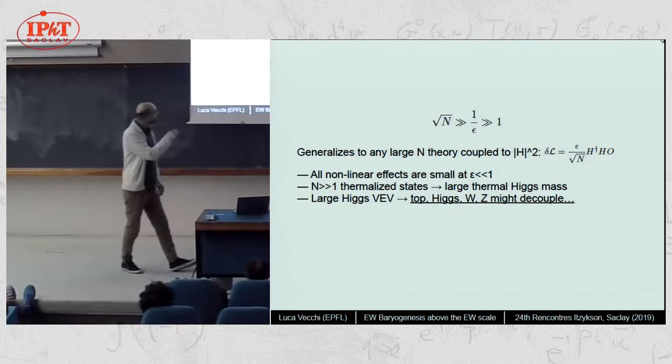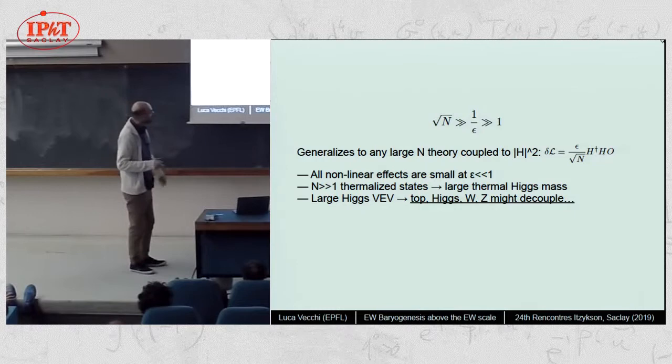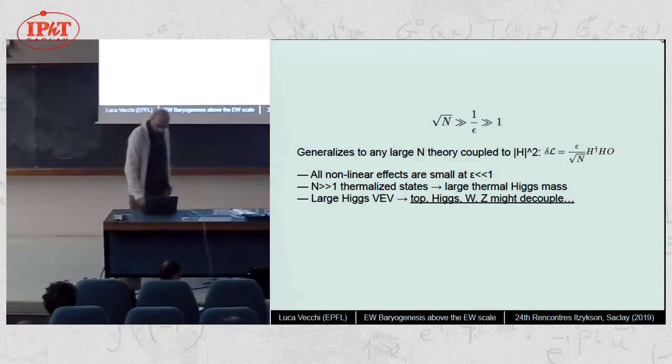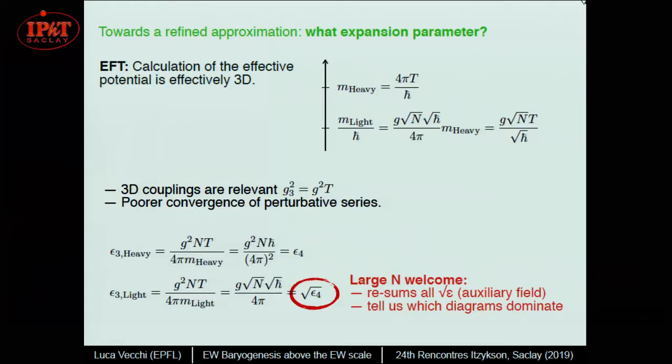I want to emphasize that here something funny can happen, right? That can have implications, maybe quite mild, but still some implications. If the Higgs has a large VEV at finite temperature, it means that there are some degrees of freedom that can, in principle, decouple. The top, the Higgs, and so on can decouple from the bath. So this is a funny regime, but this is precisely what allows us to make a calculation.